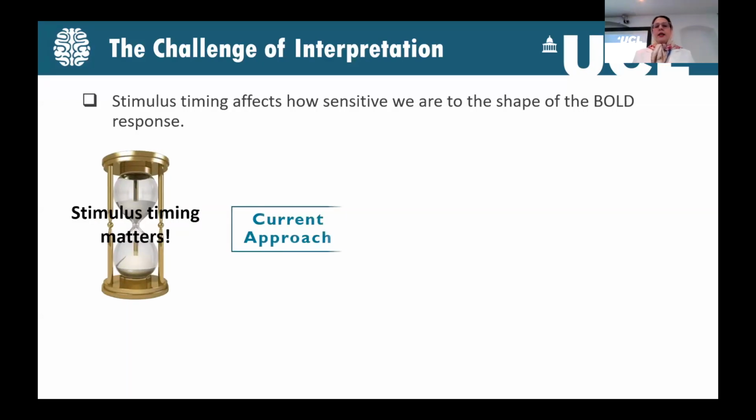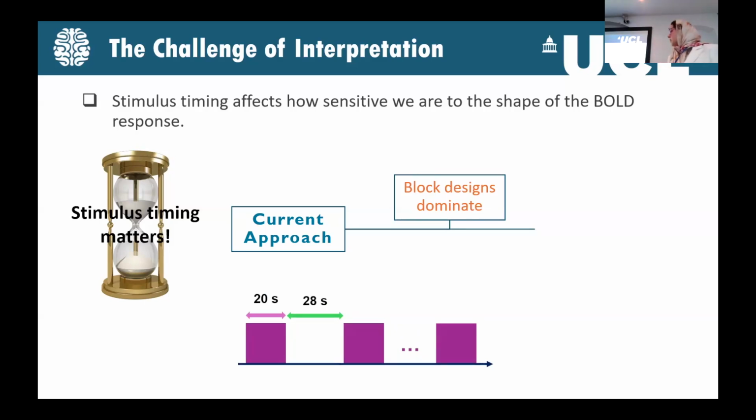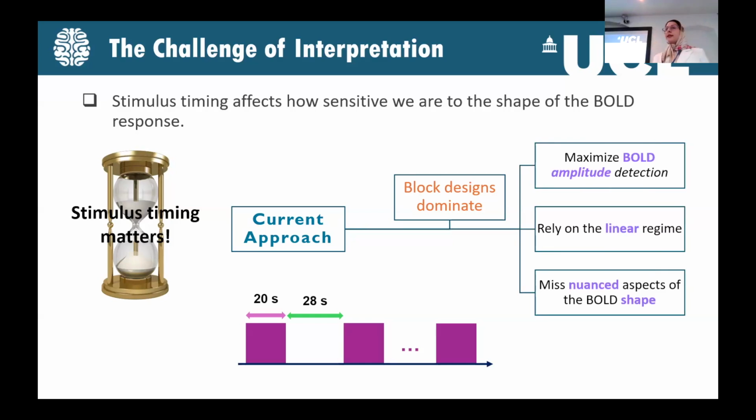However, in clinical practice, the current approach is to use block designs. For example, most studies involving a condition called CAA, which I'll explain in a moment, have used long blocks of visual stimulation of 20 seconds on and 28 seconds off, which seems to be their gold standard. These designs are excellent for detecting amplitude differences, and they sit comfortably within the linear time invariant framework, which makes the analysis neat and simple using the GLM.